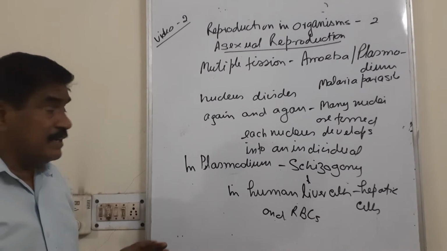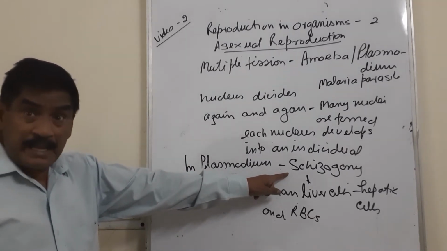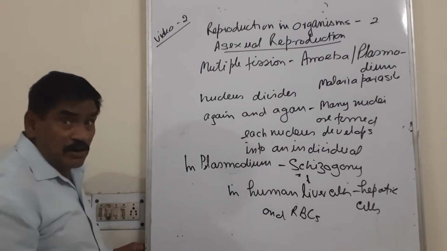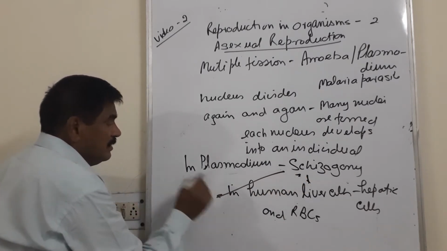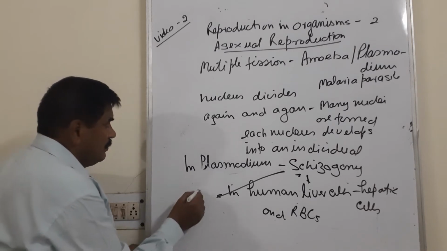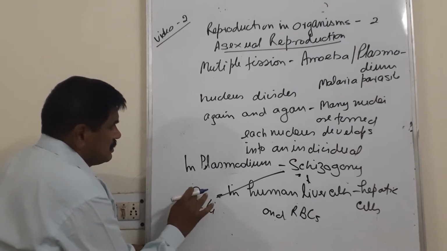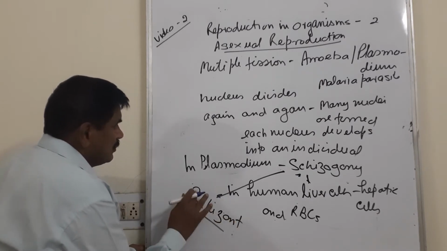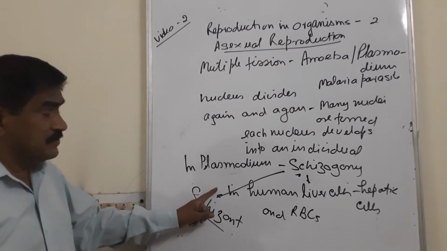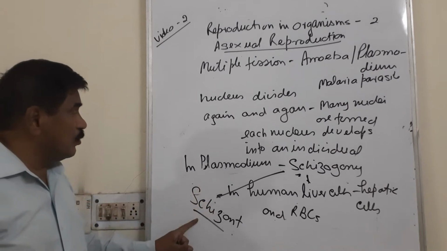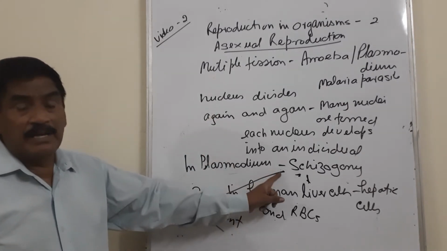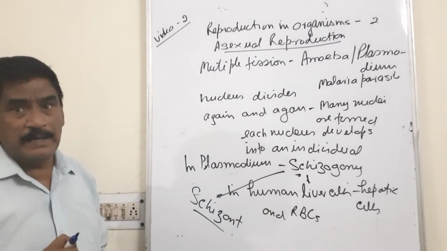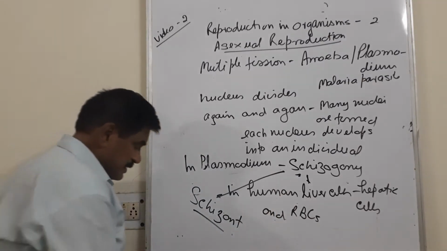So questions are there: where does schizogony take place? And one time it was asked, what is the stage of schizogony called? Schizogony occurs with the formation of schizont. Thus the schizont undergoes the process of multiple fission, forming a large number of nuclei, and each nucleus develops into a new individual. That is multiple fission.